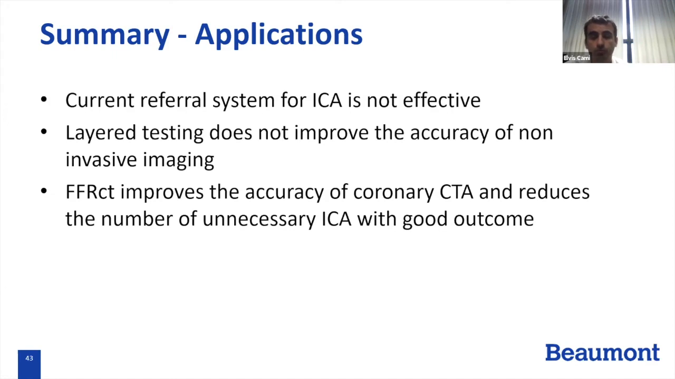And how long is it taking on average for the FFRct result to come back to the docs? We have two pathways at Beaumont. We have an ER pathway. Anybody that comes from the ER or people that are hospitalized, we send through the ER pathway, and that comes back in 2 to 3 hours. For anybody else, if it's a routine outpatient scan, we'll send it as routine, and that will come back in like 6 to 8 hours.